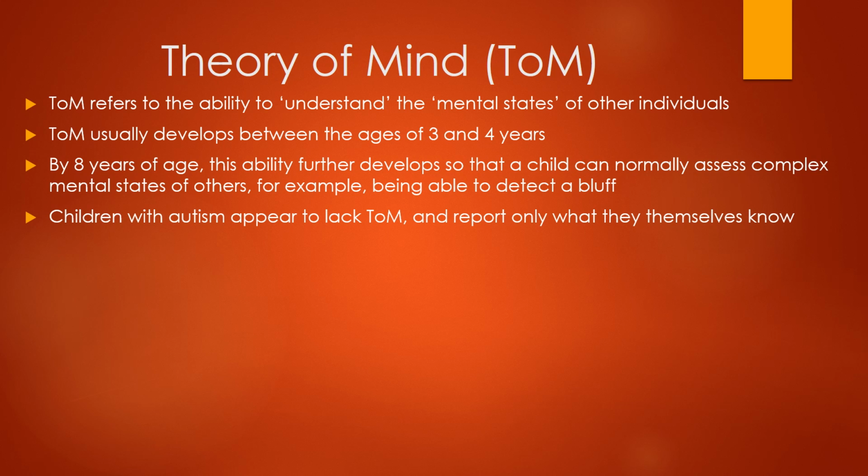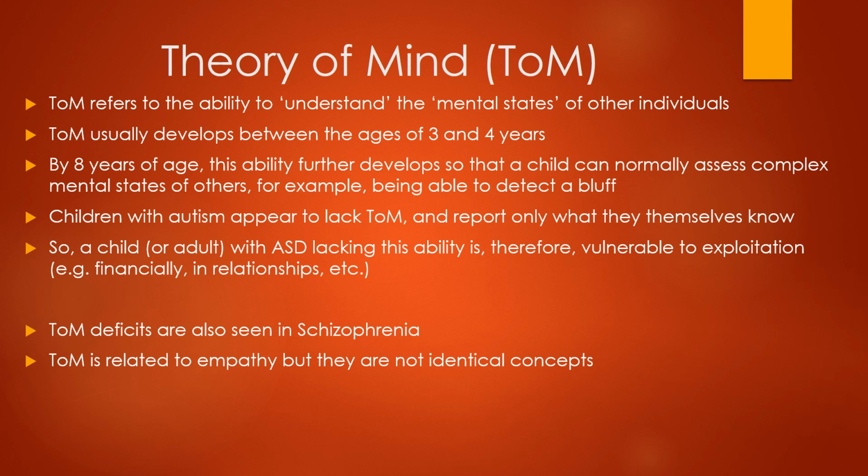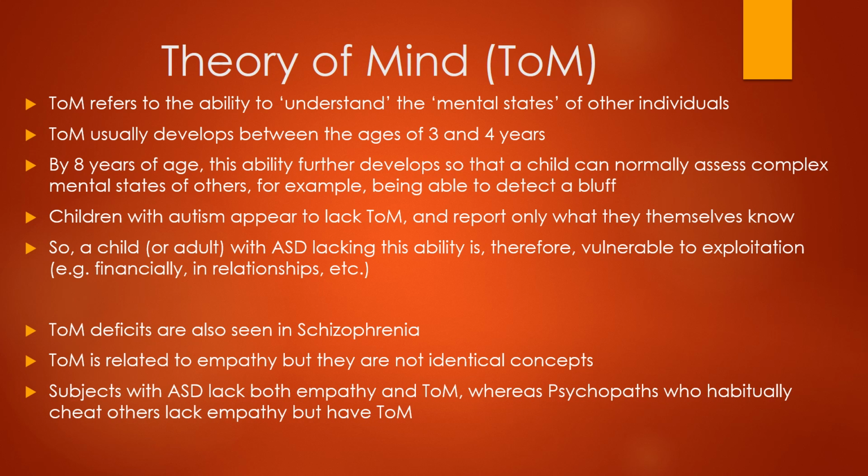Children with autism appear to lack theory of mind and report only what they themselves know. So a child or an adult with ASD lacking theory of mind is vulnerable to exploitation. Theory of mind deficits are also seen in schizophrenia. Theory of mind is related to empathy, but they are not identical concepts. Subjects with ASD lack both empathy and theory of mind, whereas psychopaths who habitually cheat others lack empathy but have theory of mind.